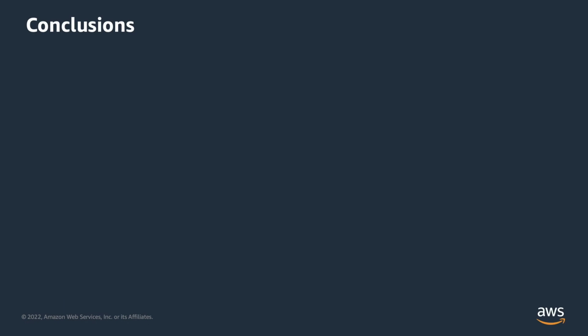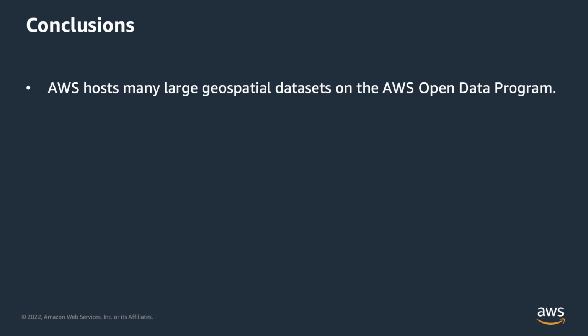That's it for our demonstration today. The key takeaways are, first, AWS's Open Data Program hosts many geospatial and climate datasets that you can access, including CMIP6.